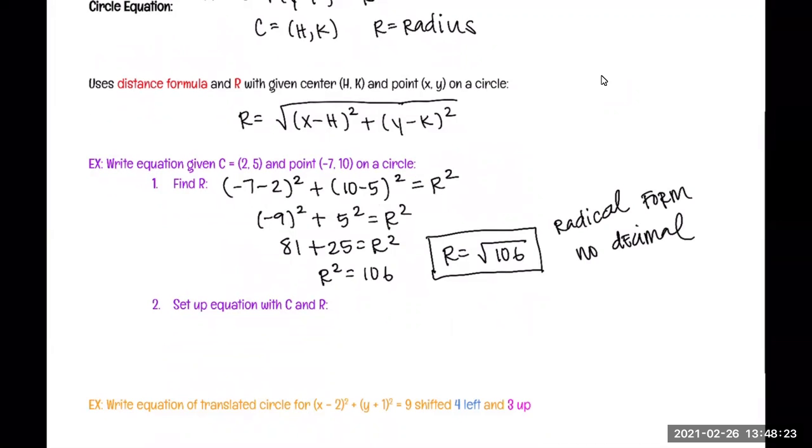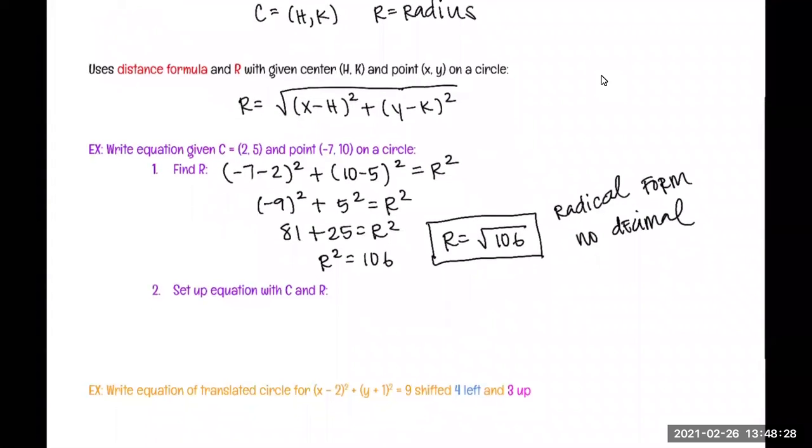Now we're going to set up the equation with your center and your radius. So my center is my h and k. So I'm going to have x minus my h squared plus y minus my k squared equals r squared. So the square root of 106 squared is just 106. So now we have our equation of our circle, and we know the radius of that circle.